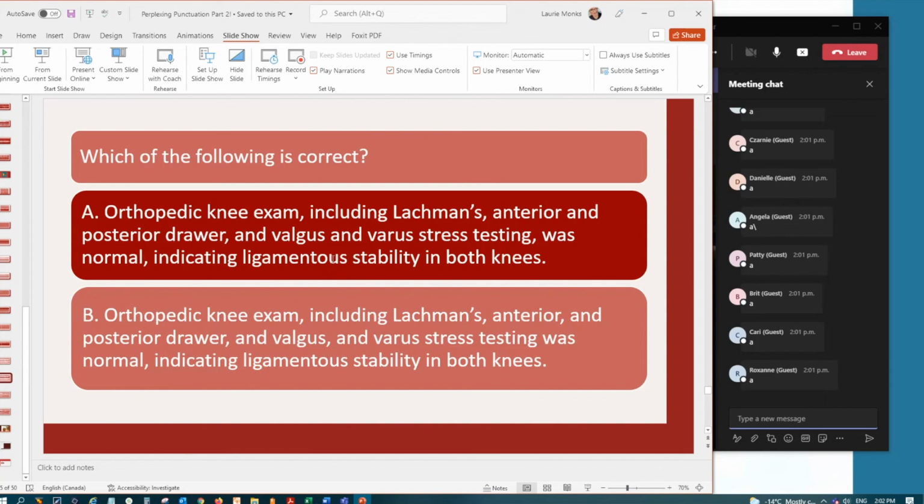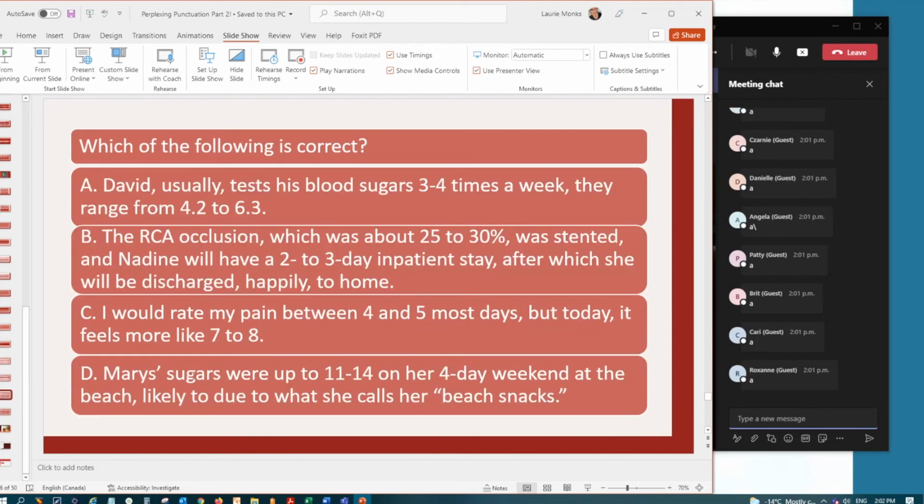And then indicating ligamentous stability in both knees is added information after that complete sentence. Good job. Okay, one more. Which of the following is correct? And these are all totally different, so this is tricky.